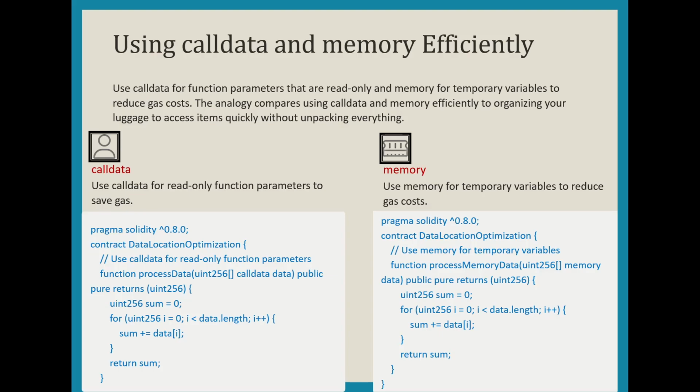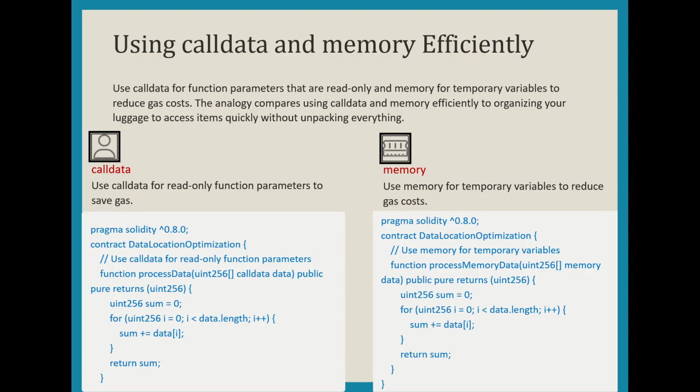So in the first one, calldata is non-modifiable. It is a read-only location where function arguments are stored. It is cheaper than memory because it avoids copying the data and is directly read from the transaction calldata. Whereas on the other hand, memory is a temporary place where data is stored during function execution. It is modifiable and the data is copied to memory, which always incurs a cost.